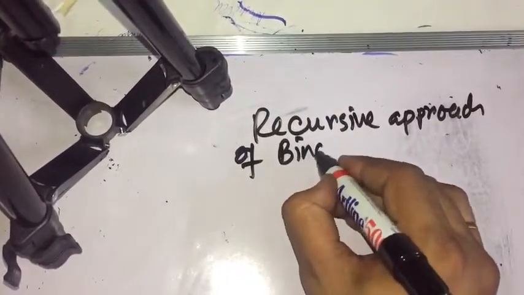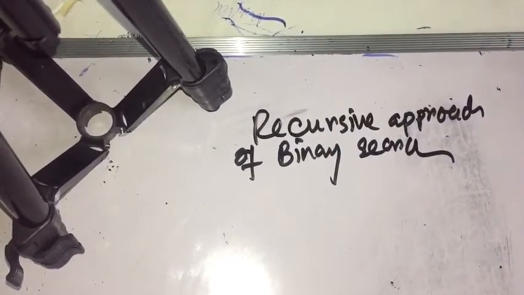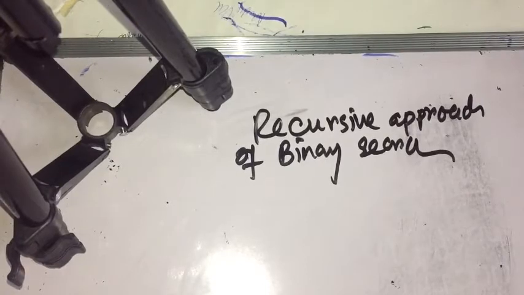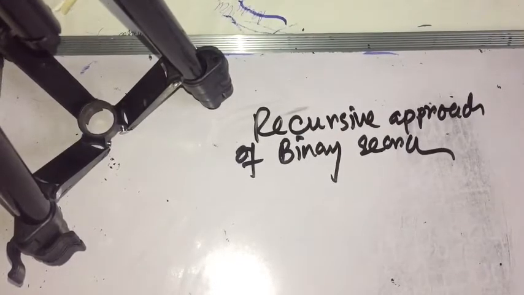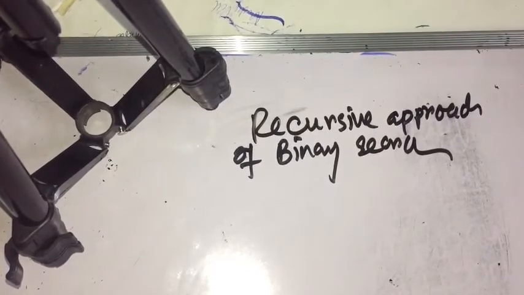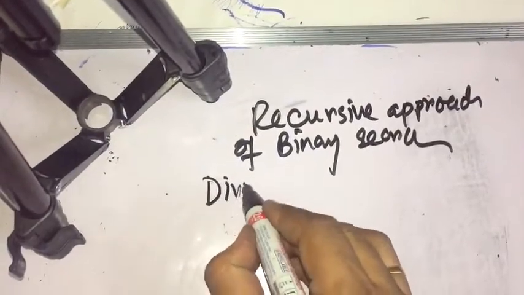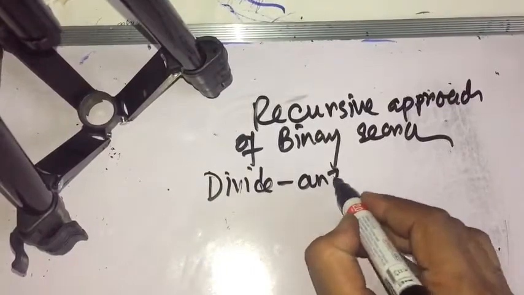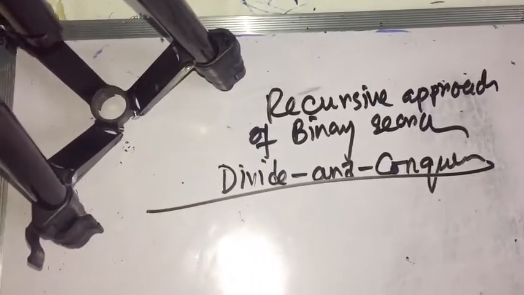Recursive approach of binary search. We have to find the recursive approach. That is, the recursive approach is based on the divide and conquer strategy. That strategy is a very efficient strategy based on a recursive procedure. So we have to find the recursive algorithm of binary search. First of all, we have to know the divide and conquer strategy. Divide and conquer is a common term in data structures and algorithms.